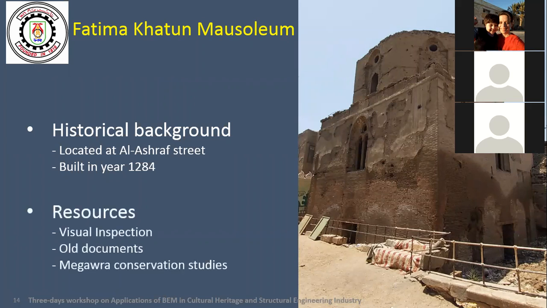In order to do our job, we started first with visual inspection, to be familiar with the place and get the feel of the structure, the size. We used all documents for the geometry as well as site measurements. Also, the NGO Migawra had earlier conservation studies, which we used in our model.